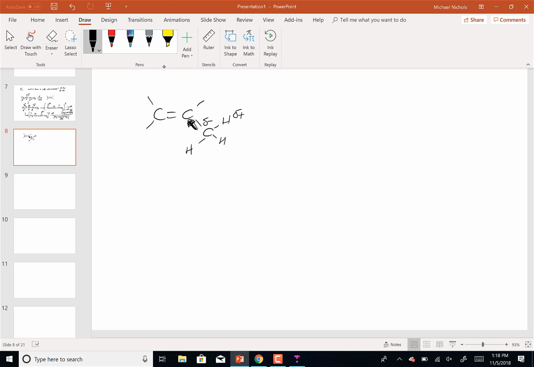It turns out that in an E1 mechanism, the major product is always the more stable alkene, which means that the product is always the more substituted alkene. Okay. So in an E1 mechanism, the major product is always going to be the most substituted alkene.